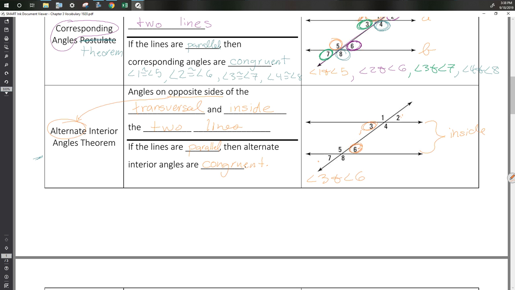So angle 3 and angle 6 are alternate interior angles. They are on opposite sides of the transversal and they are inside the two lines. Our other set of alternate interior angles are angle 4 and angle 5. So if I was to talk about their congruence, I would say angle 3 is congruent to angle 6, and angle 4 is congruent to angle 5.